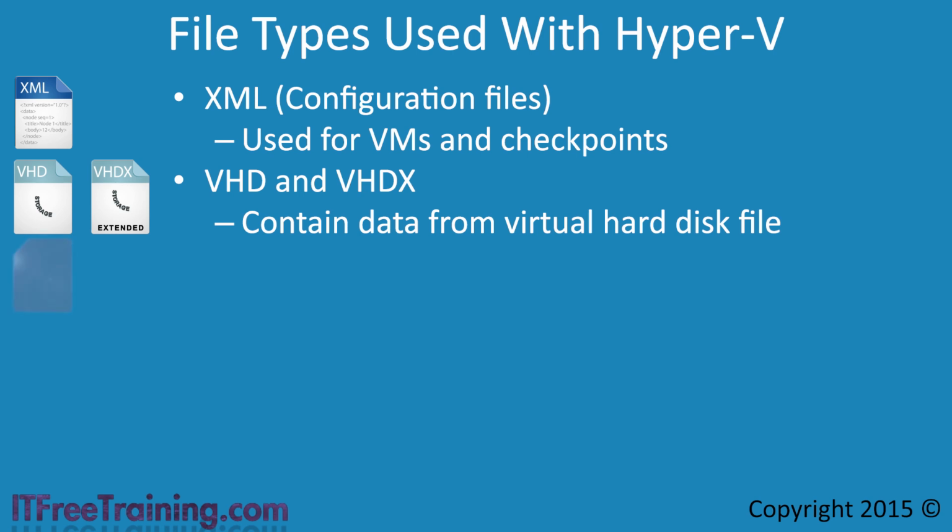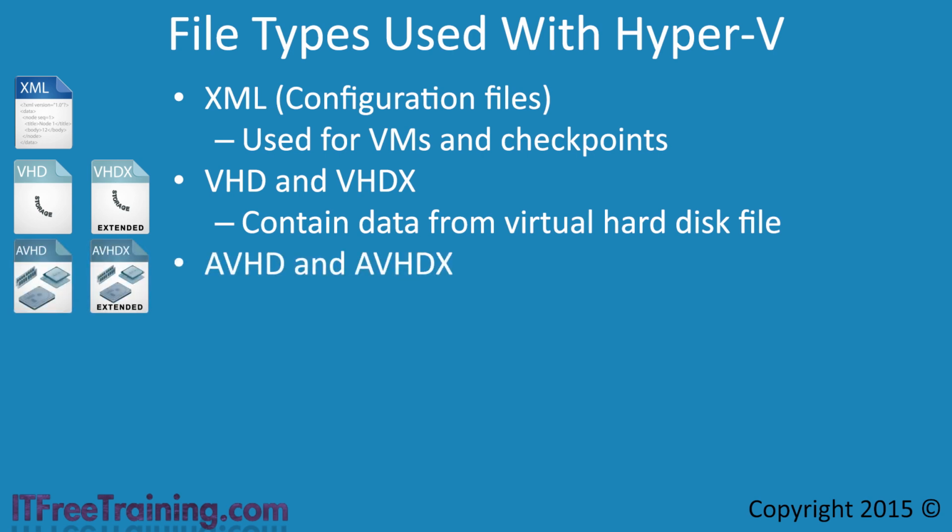The next file type is AVHD and AVHDX. These files store checkpoint data. When you create a checkpoint for the virtual machine, an AVHD file will be created if you are using VHD, and an AVHDX file will be created if you are using a VHDX to store your virtual hard disks. A checkpoint saves the current state of the virtual machine, including the memory used in the virtual machine, which can be used later to restore the virtual machine back to that state.